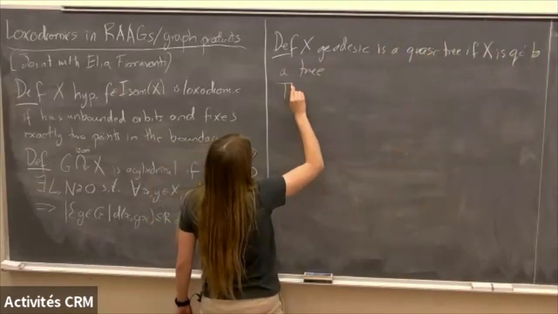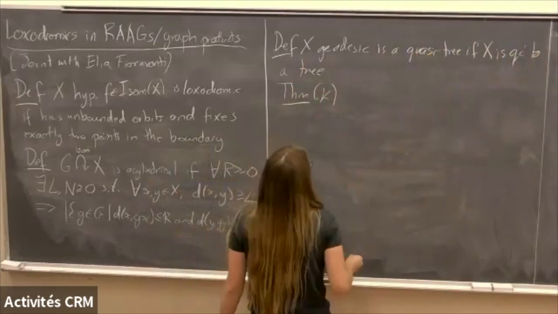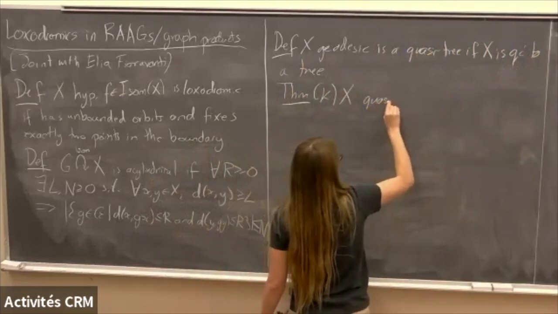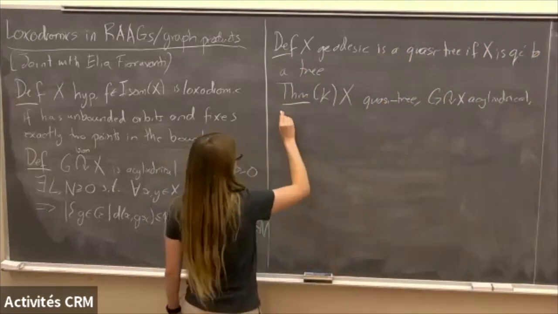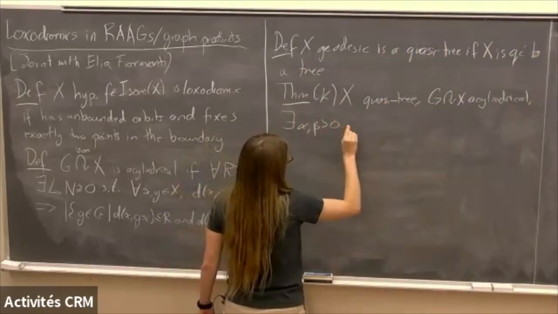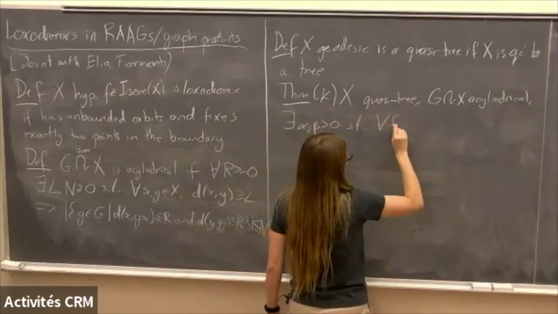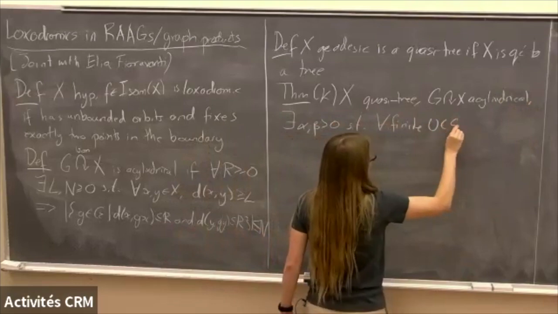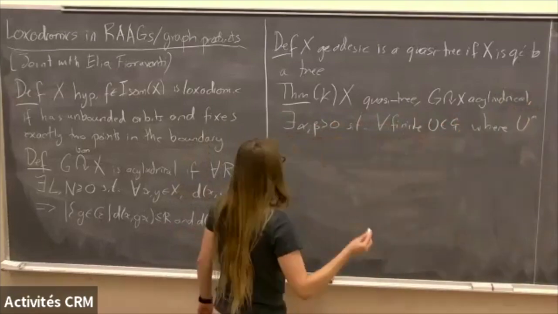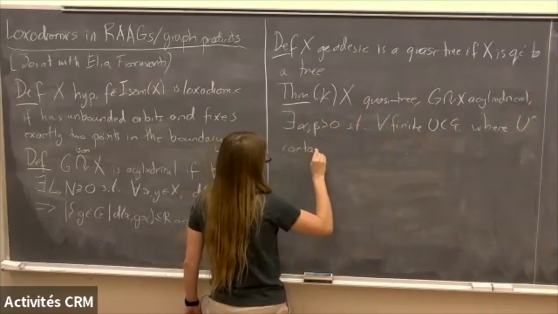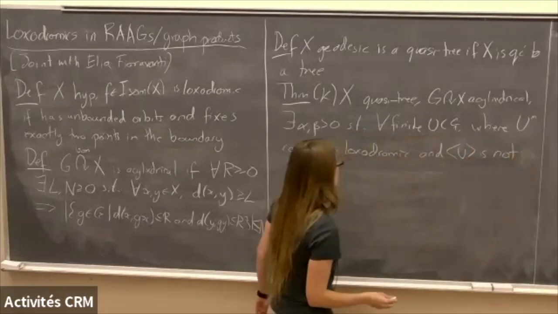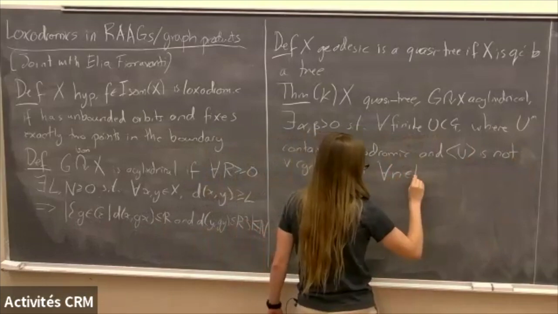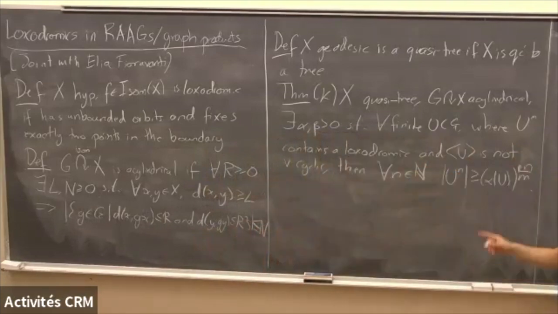And one growth result we have in this scenario is the following. We have our quasi-tree, we have our acylindrical action, then there exist some constants such that for every finite subset of our group, where some power of it contains a loxodromic element, and also we want to assume that it doesn't generate a virtually cyclic group, so that's boring in terms of growth, then we get some lower bound on the growth of these sets. And this lower bound depends on how quickly we find this loxodromic element.